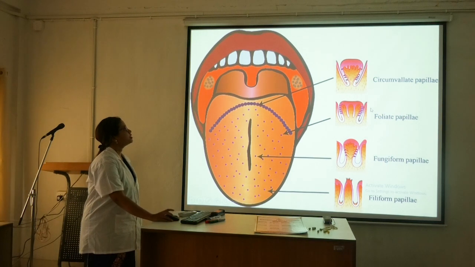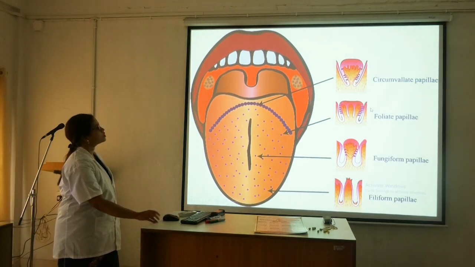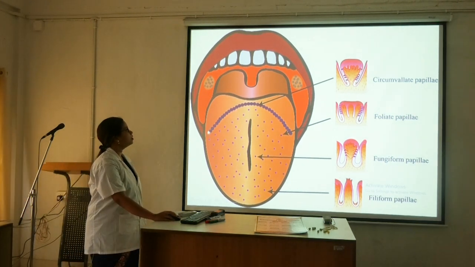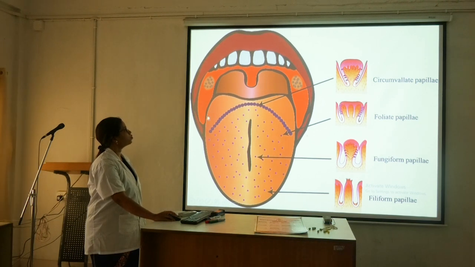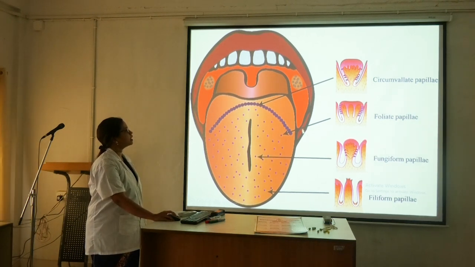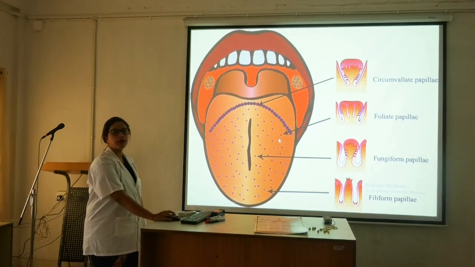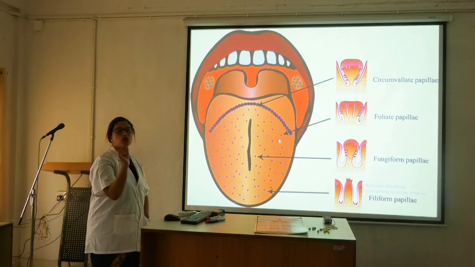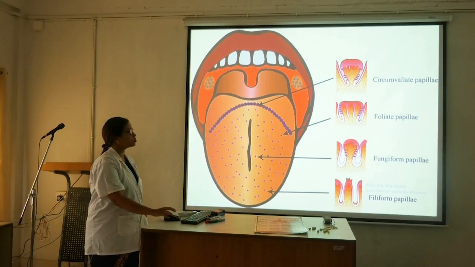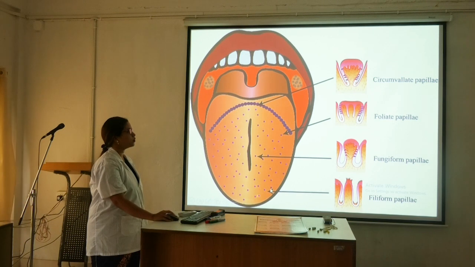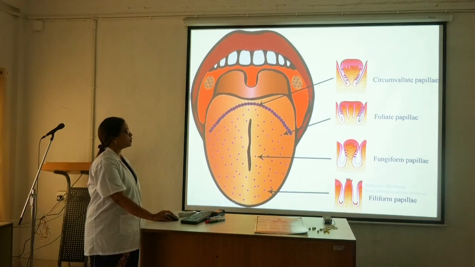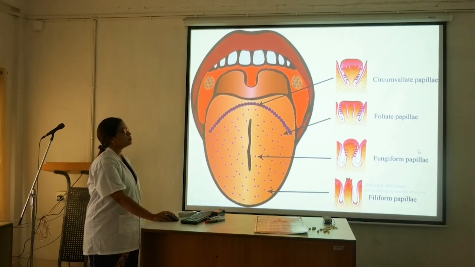So see, these are the papillae they have shown. First one is the circumvallate papilla. You could see it is present throughout, on the sulcus terminalis. These are the foliate papilla. These are very small, the small ring-like structures you could see. So these are the foliate papilla. And this is the fungiform papilla, and at the apex there is filiform.